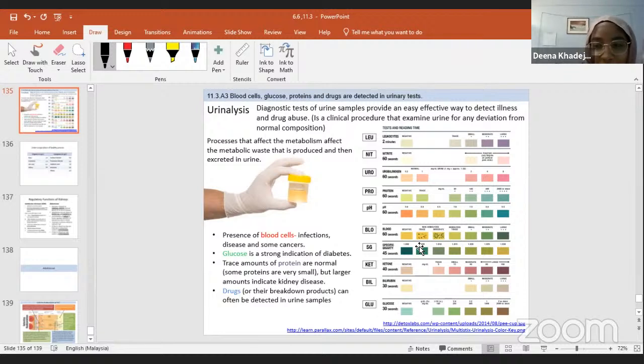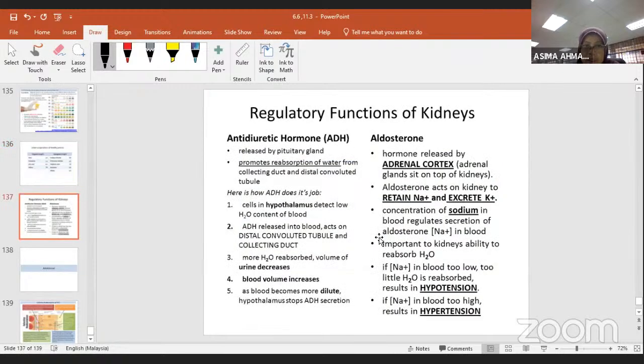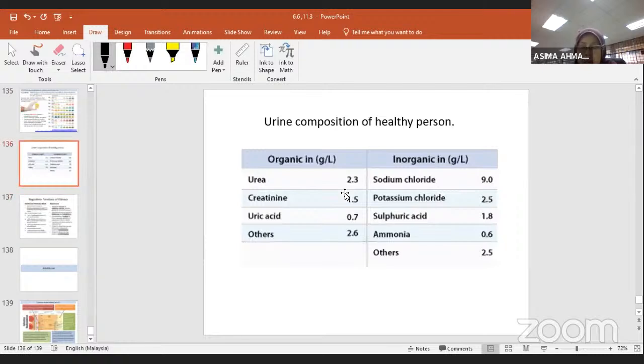Okay, alright. And then this one, even I am not sure how to read it. This one is actually the test and reading time. Okay, so this one is the composition of urine in a healthy person. So basically you can use this as a reference. If it is less or more, then that indicates something is wrong. Okay, you can look at it later. And this one is additional, which I have already explained before.